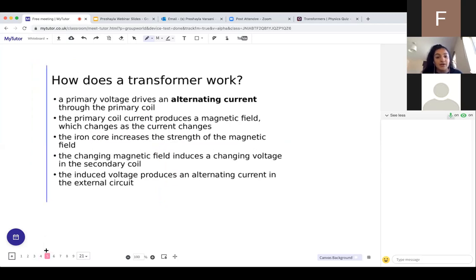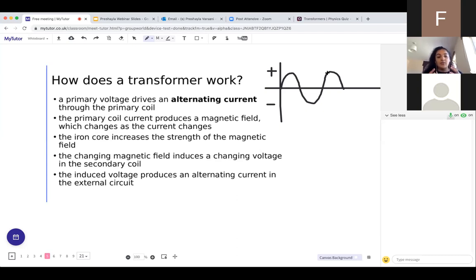The primary coil current then produces a magnetic field. As we know from yesterday, a current carrying wire, which we have in the primary coil, produces a magnetic field. Now here's the new bit. The magnetic field changes as the alternating current changes. So as we know, an alternating current constantly changes direction. Okay, so an alternating current goes from positive to negative, positive to negative, and so on. Now, because that current constantly changes, the magnetic field constantly changes.